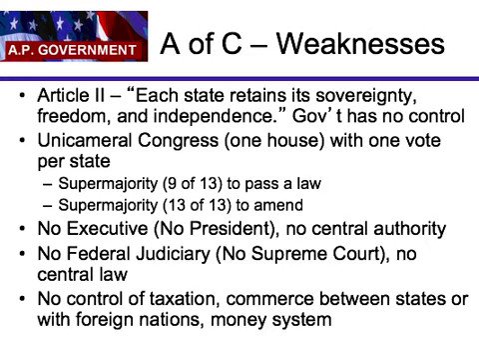Some other weaknesses. Article 2, each state retains its sovereignty, meaning they're independent. Freedom, government has no control. So, again, the states can do almost what they would like. There is only one House of Congress, and each state only had one vote. It didn't matter about their population. A supermajority was needed, 9 of 13, to pass a law, which was difficult. And to amend the Constitution, they had to have the agreement of all 13 states. Like I mentioned, there's no executive branch, no president, and they had no Supreme Court. They had no central law. The states were in charge of that.